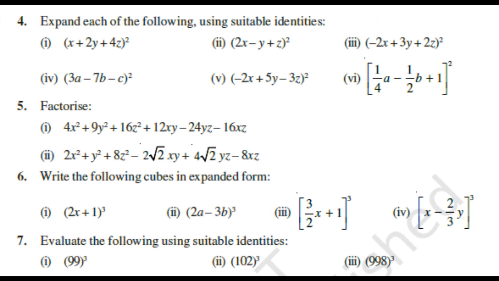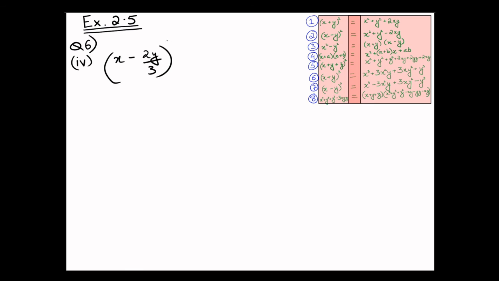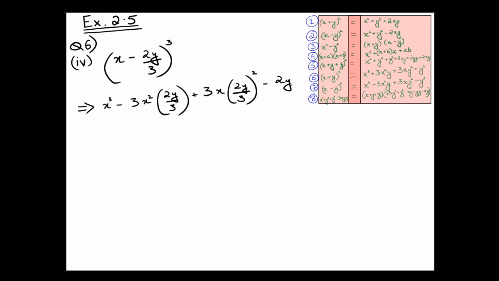The fourth part is (x - 2y/3) whole cube. This is of the form identity number 7, and hence I can write this as x cube minus 3 times x square into 2y/3 plus 3 times x into (2y/3) square minus (2y/3) whole cube.